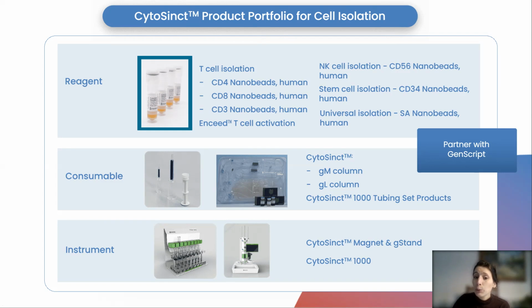You can see we have the reagents, including both isolation and activation, the consumables such as the columns, as well as the tubing sets for the instrument, and lastly, the accessories or the racks, as well as the automated system.